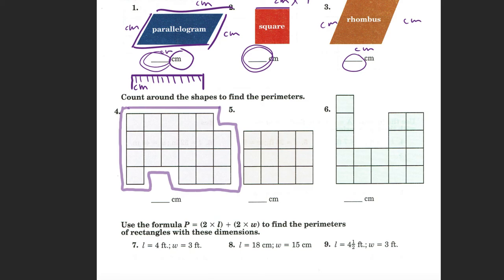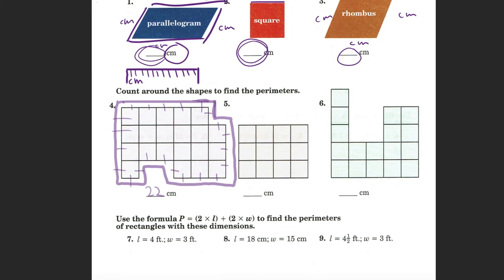Let's do number 4 together. For example, start here. So this is 1, 2, 3, 4, 5, 6. We actually have to count the square twice because there's a line in front of it and there's a line here. So 1, 2, 3, 4, 5, 6, 7, 8, 9, 10, 11, 12, 13, 14, 15, 16, 17, 18, 19, 20, 21, 22. So this is 22 centimeters.